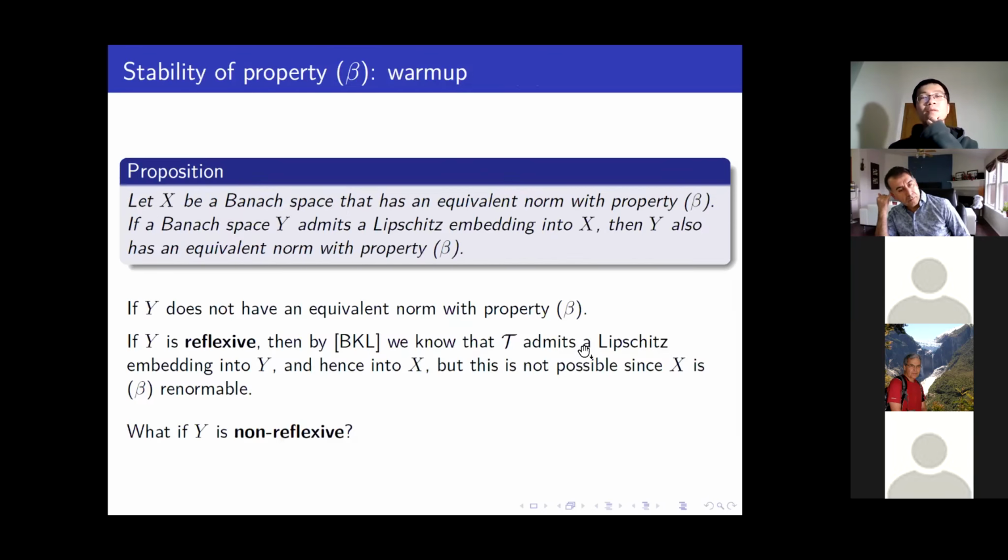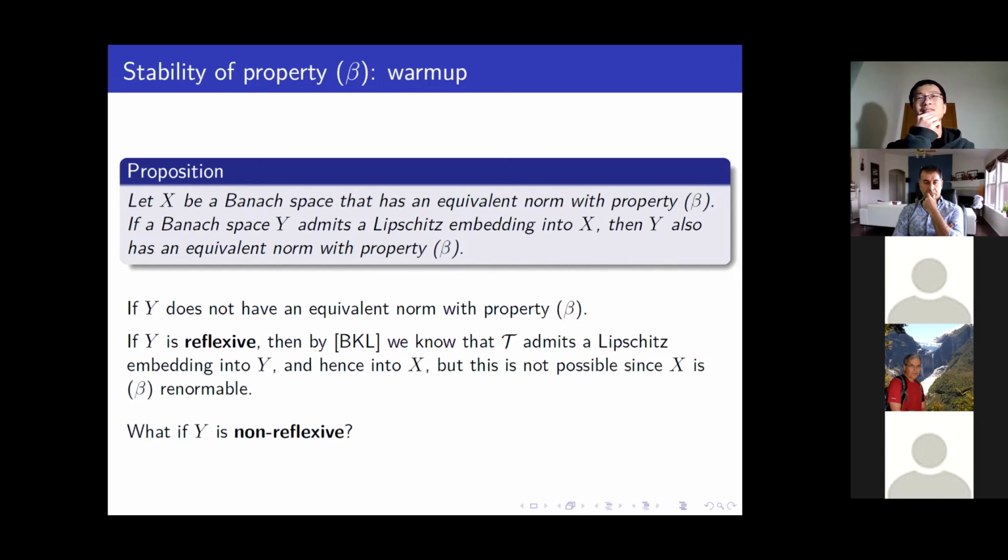So at the beginning, I wanted to prove some stability results of property beta under nonlinear maps, for example, nonlinear embeddings and nonlinear quotients. So let's take a look at the easiest case: the stability of property beta under Lipschitz embedding. Suppose X is a Banach space that has an equivalent norm with property beta, and another Banach space Y admits a Lipschitz embedding into X. Then the conclusion is Y also has an equivalent norm with property beta.